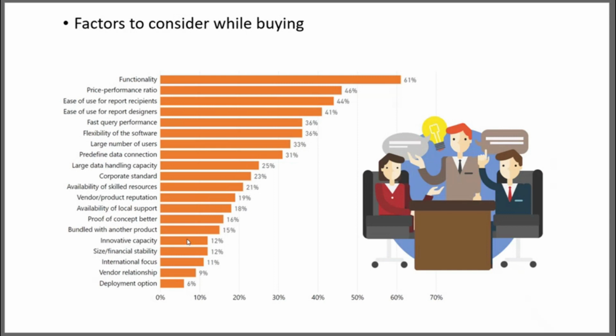So here are some factors to consider while buying, as per some of the research firms. Functionality is the key. Then the price performance ratio is another. And like this is a Pareto, so here you are seeing the list based on decreasing order. First one, functionality; second one, price to performance ratio; then ease of use for report recipients, ease of use for report designers, and so on. So these are the priorities customers are looking for with respect to buying decisions.